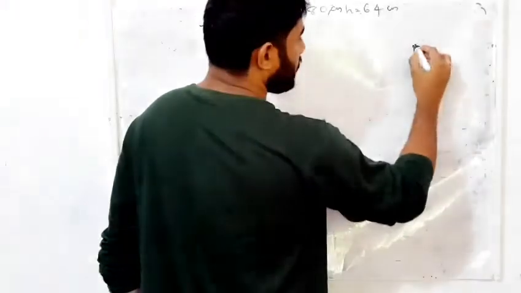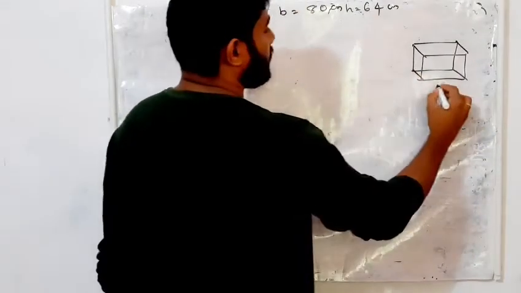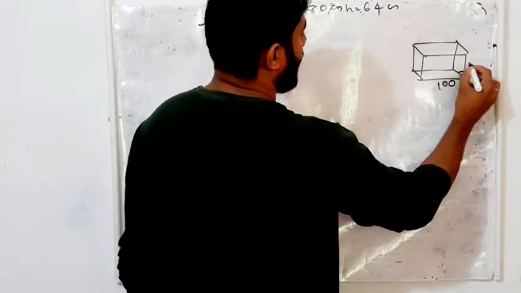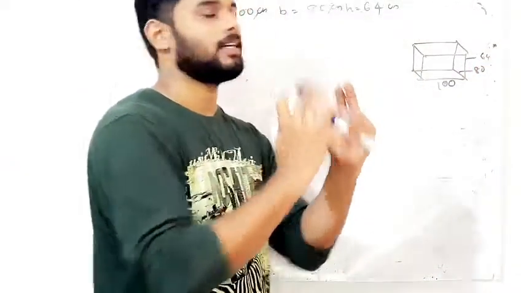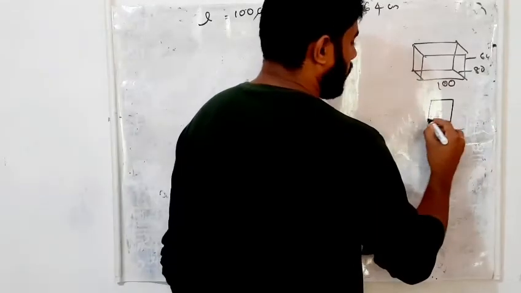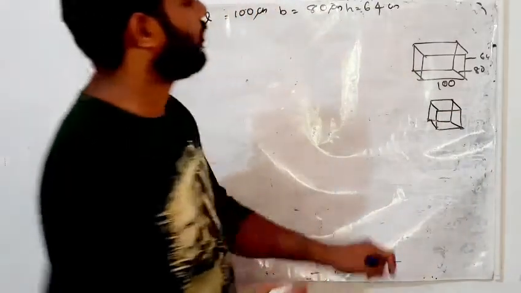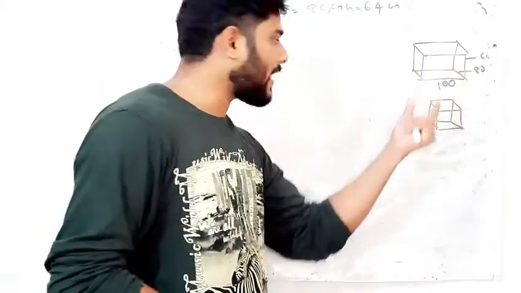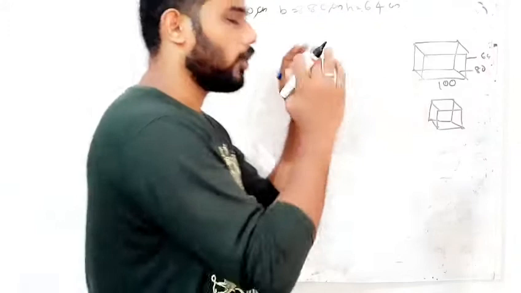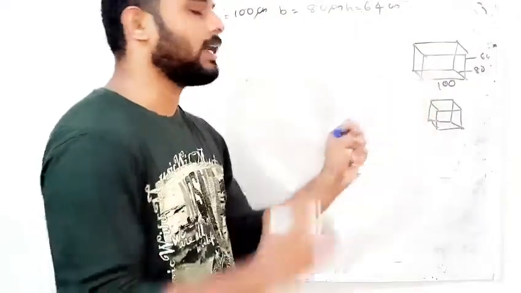Before, it was a cuboid. It was like this cuboid. Their length is 100, breadth is 80, and height is 64. Now what they did, they melted that cuboid and changed the shape of that cuboid into a cube. We know cube sides are always equal. So what happened? The volume of this cuboid is the same as this cube, because however much volume was there, the same volume is in the cube also. Clear? So the volumes are the same, but their shape is changed.